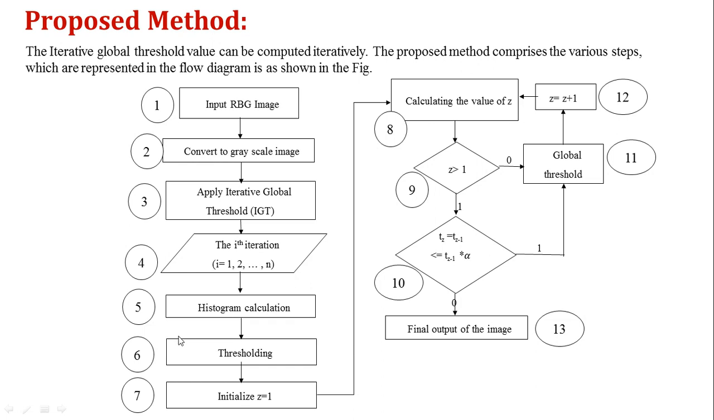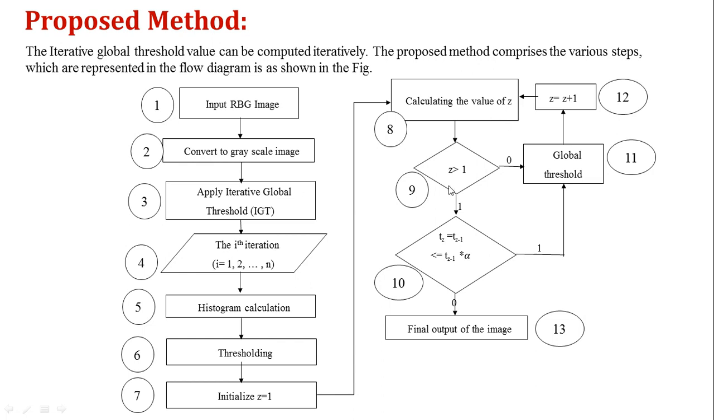Based on the peak value of the histogram, the threshold value is chosen. This value is used to separate foreground and background. Based on the fifth step, the histogram peak value is used to separate foreground and background. That is the segmentation value. Now start with the iterative global threshold. Initialize z equal to 1, calculating the values of z for the ith iterations.